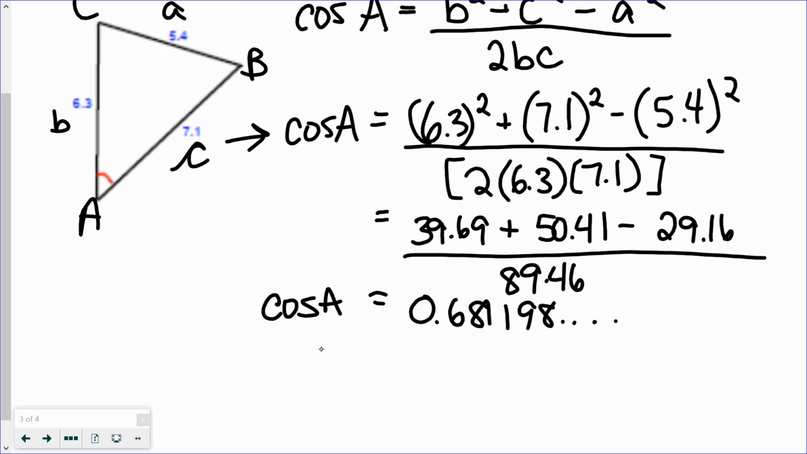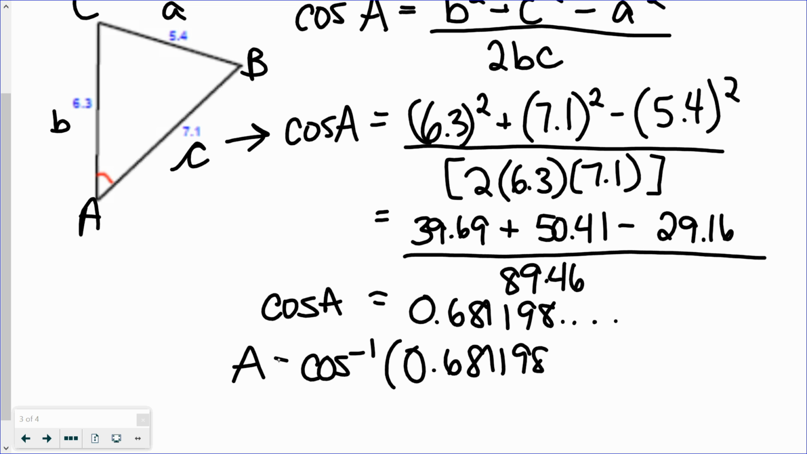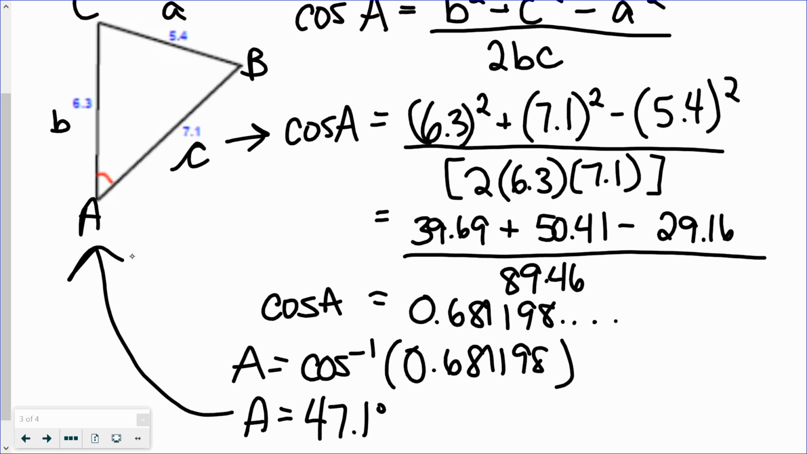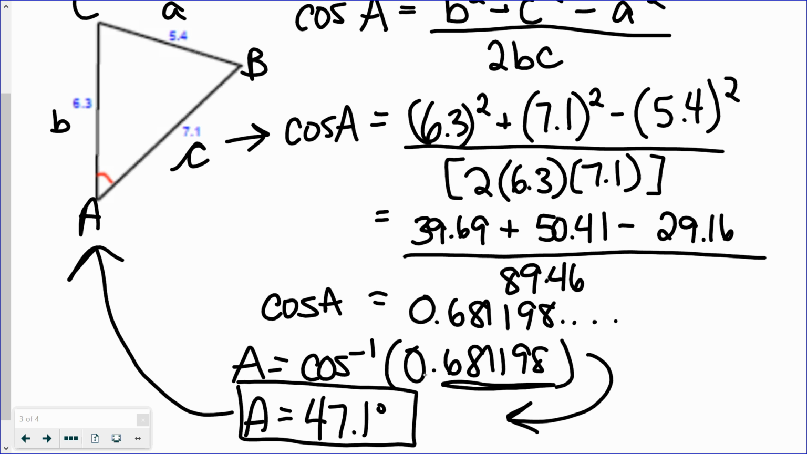So what we need to do from this step is take your inverse cos here to solve for A. And that gets us A equals 47.1 degrees. That makes more sense, right? 47.1 degrees. Again, if you punch this in your calculator and you didn't get the same number as me here, if you didn't keep enough decimal places, that's going to give you an answer that's a little bit off.